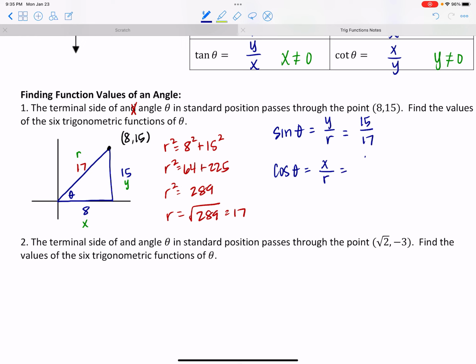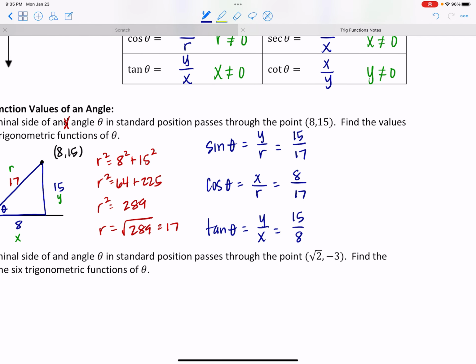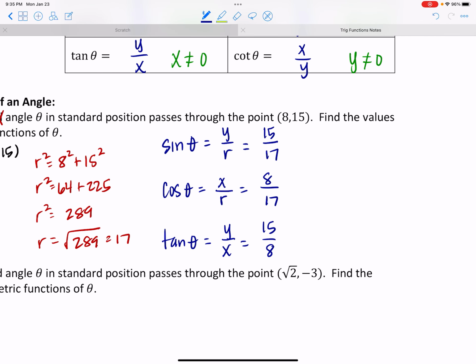So we take the x value of 8 divided by the radius of 17. Tangent of theta. Tangent's my x value, just kidding, my y value divided by my x value. So I take my 15 and divide it by 8, and none of these are reducible, which is lovely. And now the last 3 are simple because they're just our reciprocals.